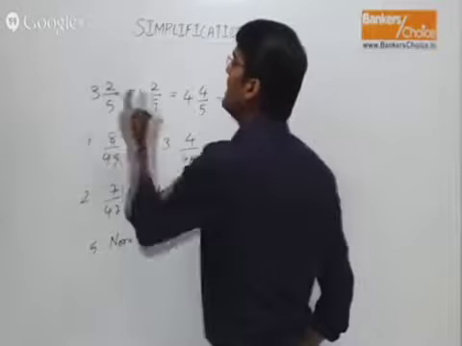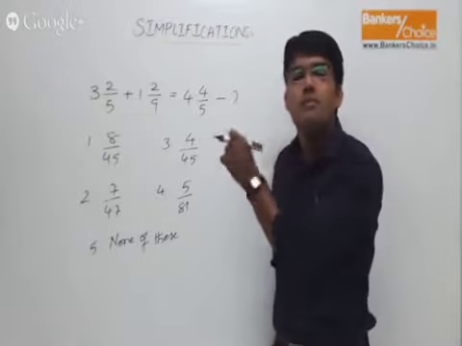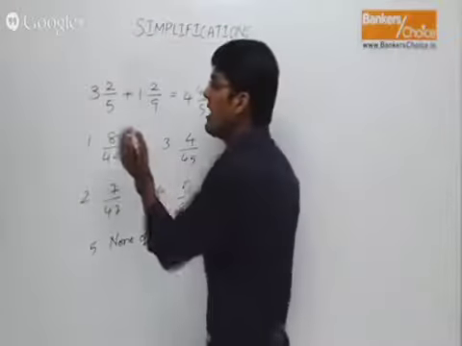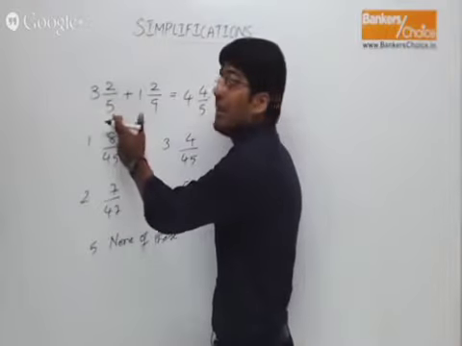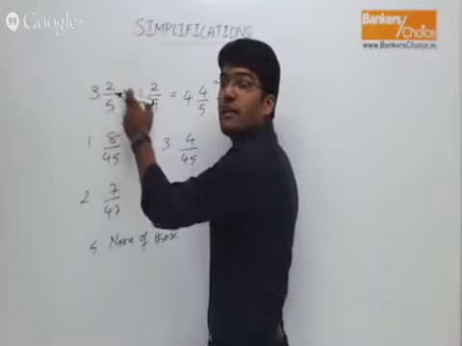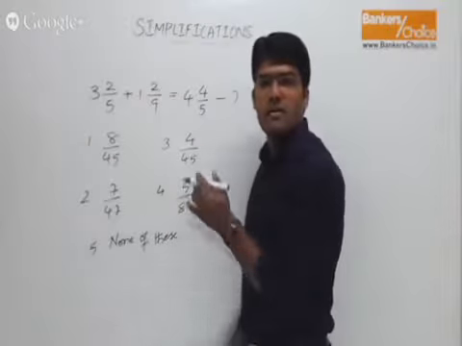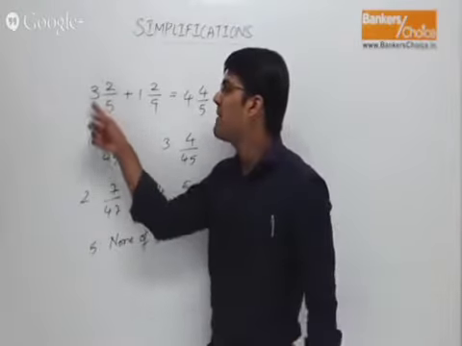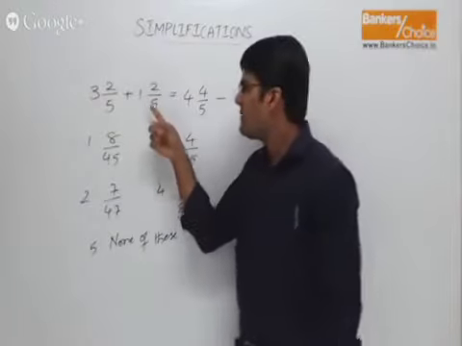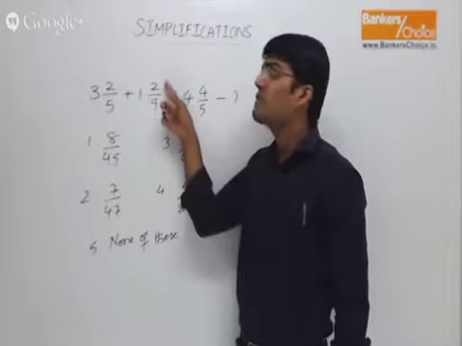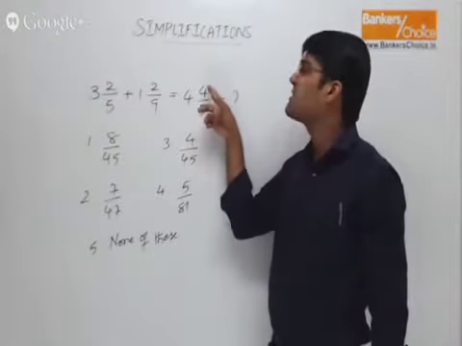Right? For example, 3 2/5. What is 3 2/5? How do you convert a mixed fraction into an improper fraction? Multiply 3 with 5. Multiply the integer part with the denominator. So 3 into 5, 15. 15 should be added to the numerator. 15 plus 2, 17. So 17/5. Right? That's the idea. I'm sure all of you are aware of that. Likewise, what will this be? 1 into 9, 9. 9 plus 2, 11. 11/9. What about this one? 4 into 5, 20. 20 plus 4, 24.